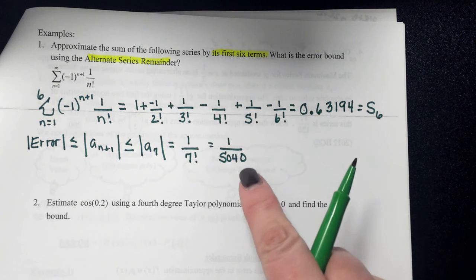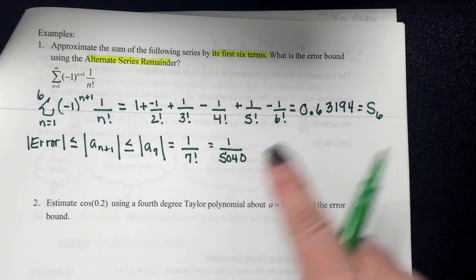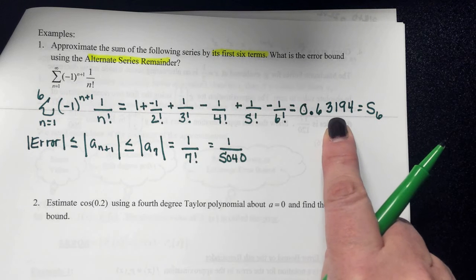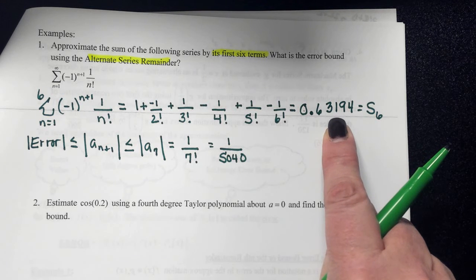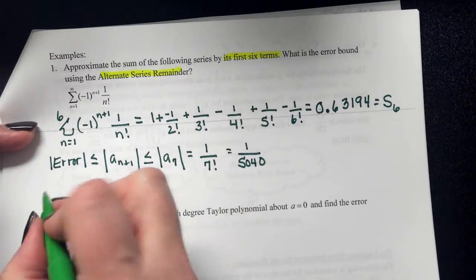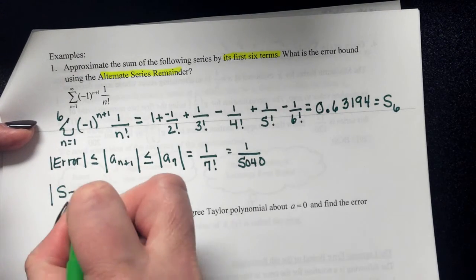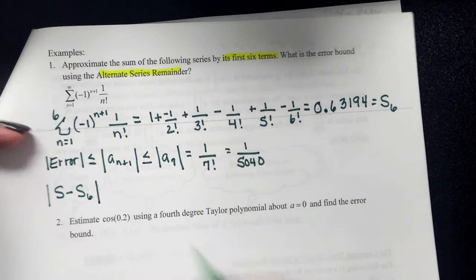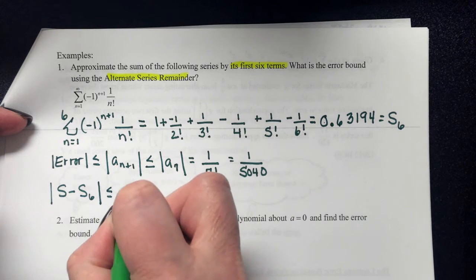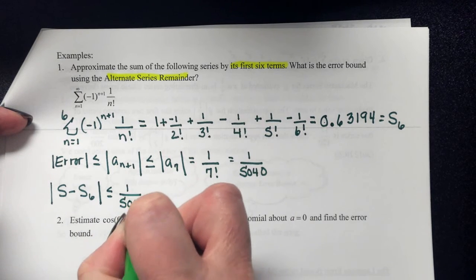So this is how close this partial sum using your first 6 terms is to the actual sum of the particular series. That's what this error is telling you. Remember the definition of the error: it's the difference between the actual sum and the partial sum of the first 6 terms. This difference has to be less than or equal to 1 over 5,040.